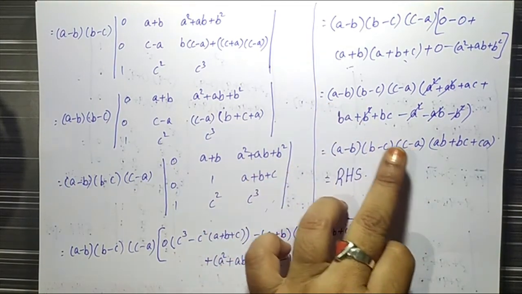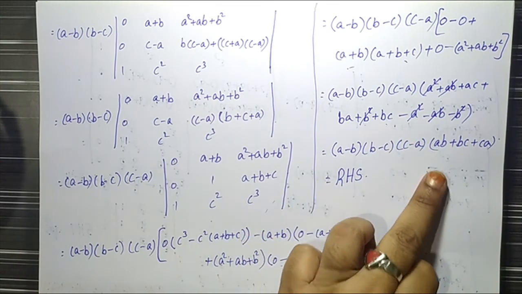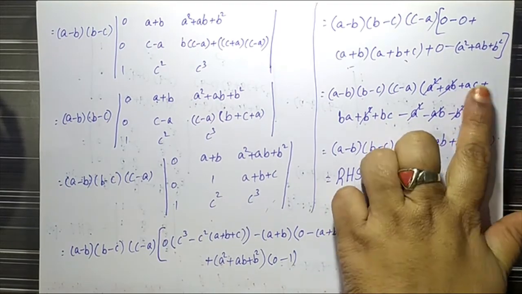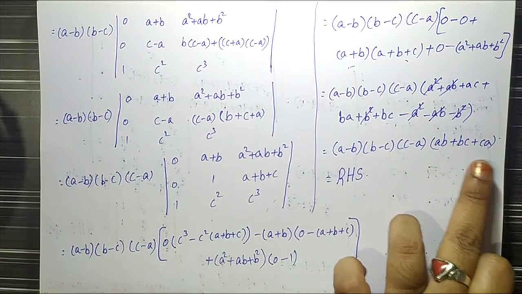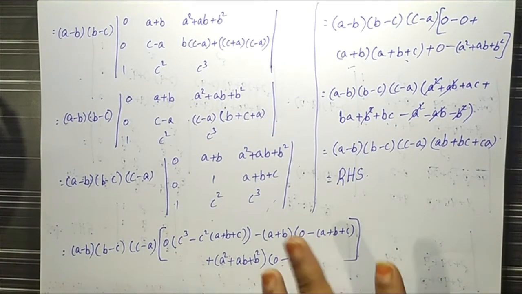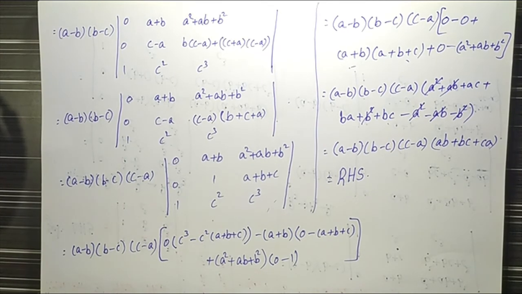Then here we have to cancel the opposite terms. Then the remaining value is ac plus ba plus bc. But we have to write it in order, that is ab plus bc plus ca, that is equal to the RHS value. By using LHS we have derived RHS. Hence we have proved the solution of the third example problem in the solved problems 3.4.10.